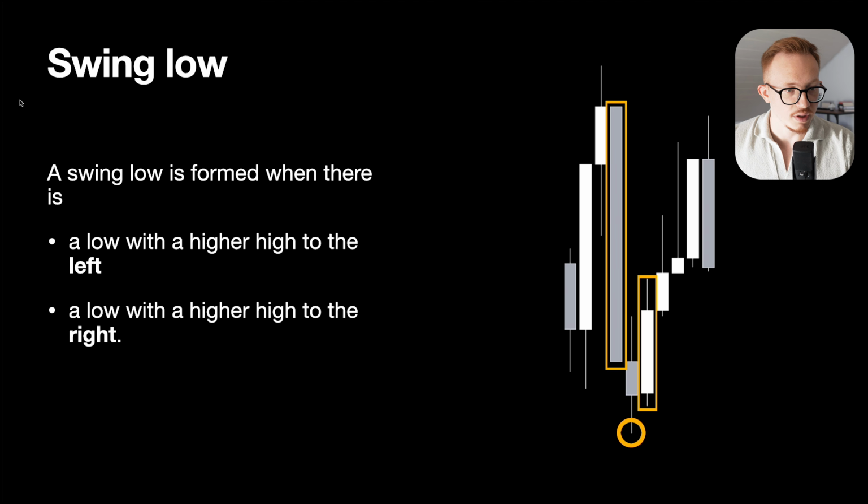Secondly, we need to know what a swing low is. A swing low is formed when there is a low with a higher low to the left and a low with a higher low to the right. Exactly like this example right here on the screen. Now that we know those things, we can search for liquidity.